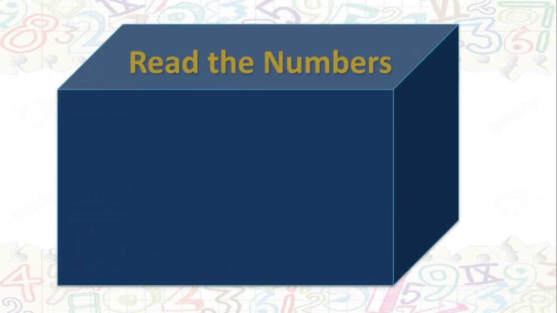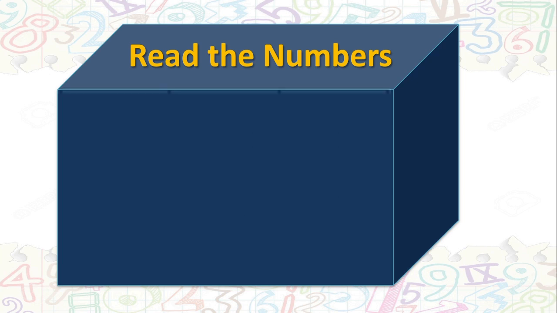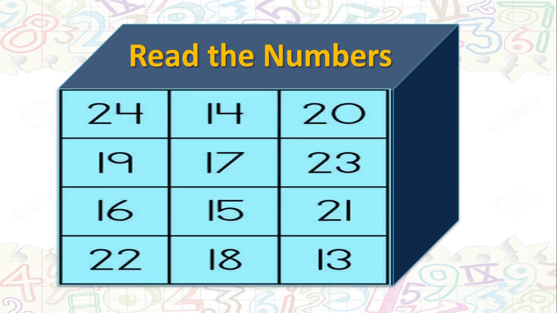Now here you can see a box. What is written here? Read the numbers. 24, 19, 16, 22, 14, 17, 15, 18, 20, 23, 21 and 30. Correct? We read the numbers on the box.